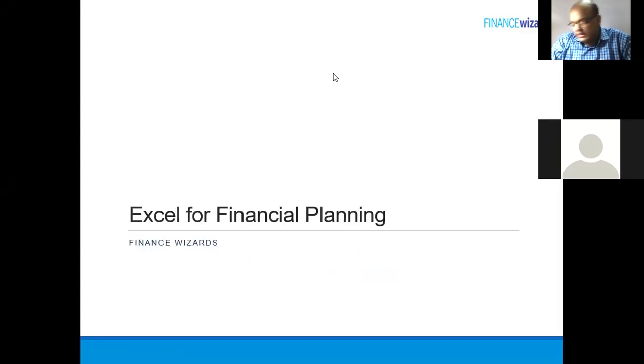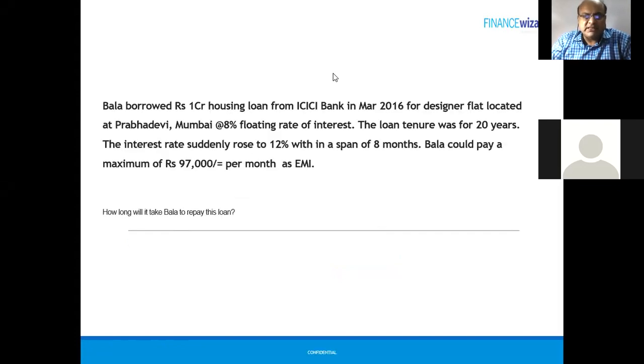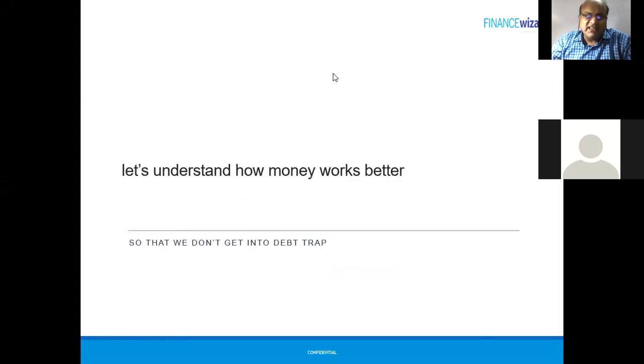So our first thing, the first session of financial plan construction, is understanding Excel for financial planning. We'll be talking about this: learn to know how money works. So this is a simple question. We'll solve it, but later. This is a question which we are going to solve, and it is an interesting question. So we can start with this. Let's understand how money works better.